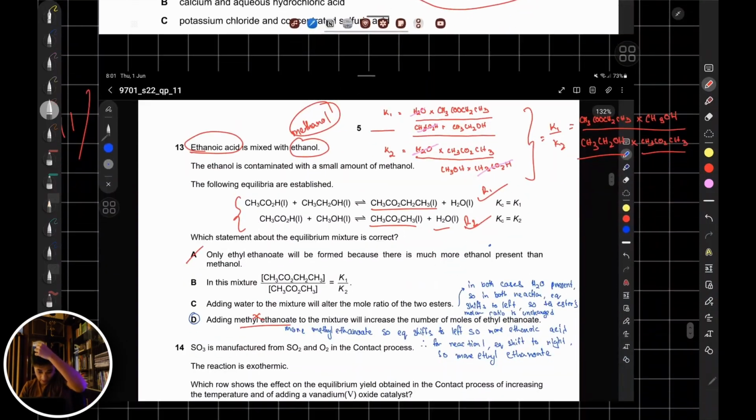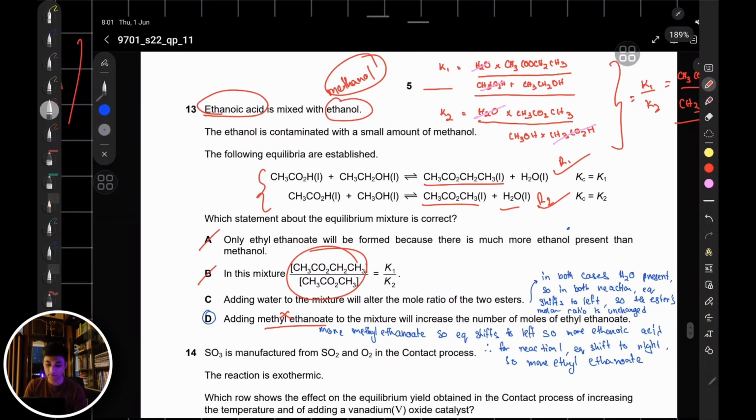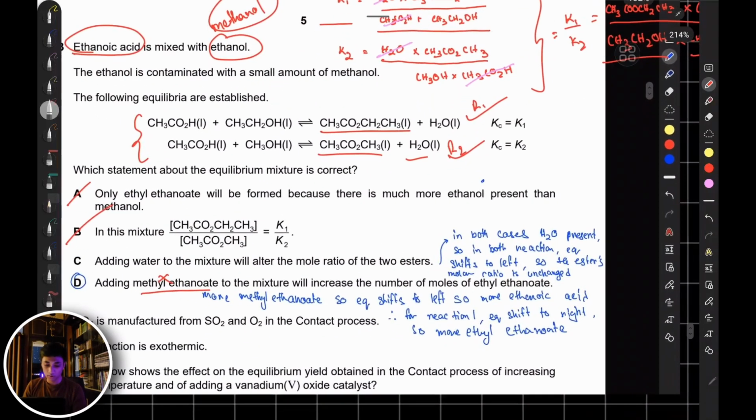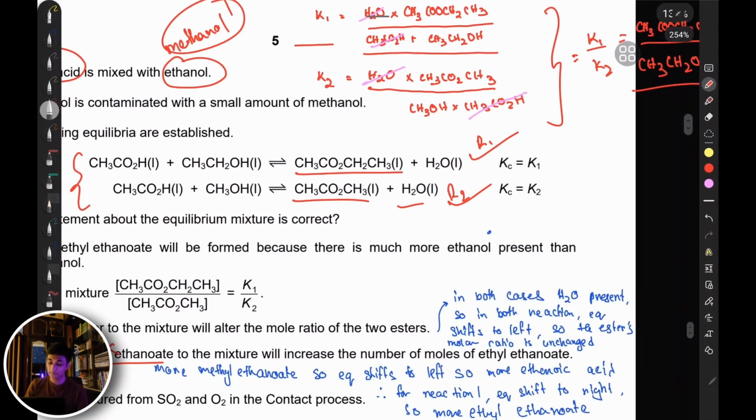So is this what they have given as the option? No, they have given ethyl ethanoate divided by methyl ethanoate. So no, this is not going to be the answer. If they had given this, then it would have been correct. Okay, C. What does C say? Adding water to the mixture will alter the mole ratio of the esters. What are the esters? The esters are ethyl ethanoate, EE, and methyl ethanoate, ME.